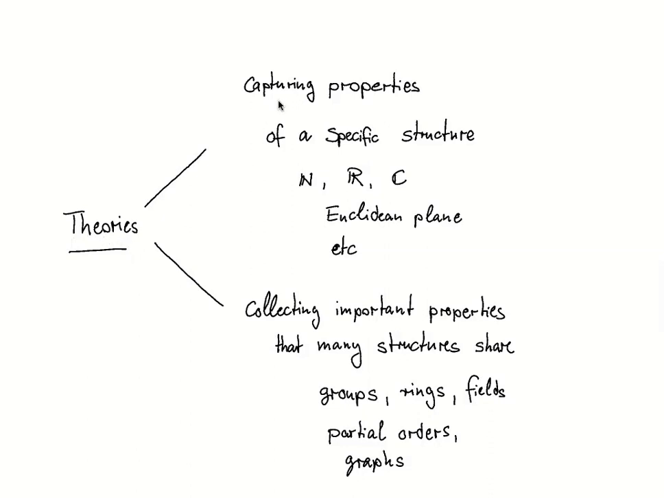One kind of theory is trying to capture properties of a specific structure, so like N or R or the Euclidean plane, etc. So here we'd have a specific structure. Other theories, on the other hand, collect important properties that many structures share, right? So like groups, rings, fields, partial orders, or graphs.